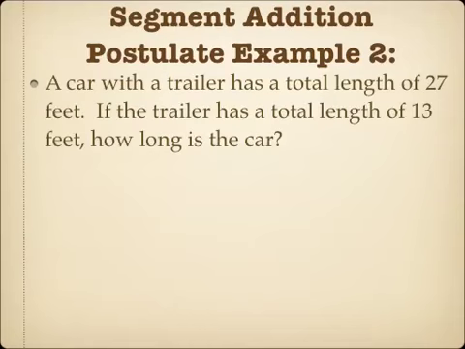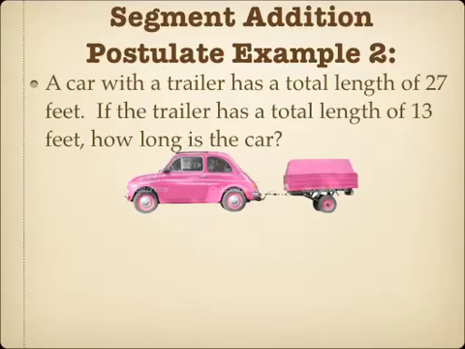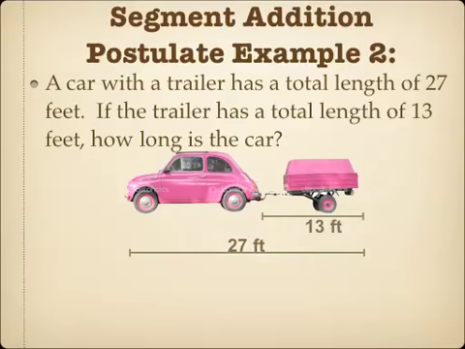Segment addition postulate example 2 says that a car with a trailer has a total length of 27 feet. If the trailer has a total length of 13 feet, how long is the car? Draw yourself a picture if you need to. Here I have a car with a trailer. The total length of both combined is 27 feet. It says that the trailer has a length of 13 feet, and then it asks us how long is the car.